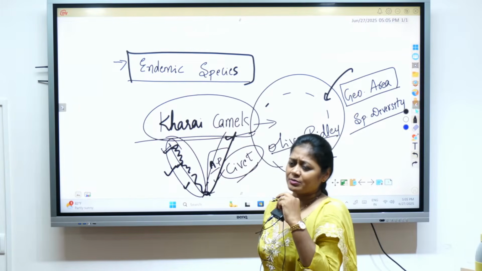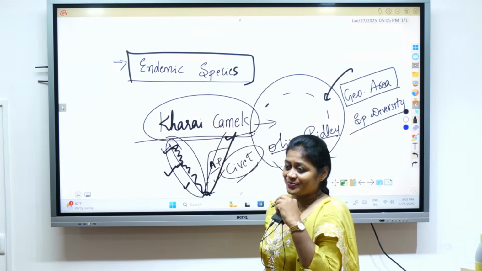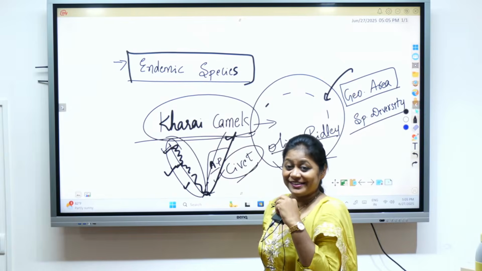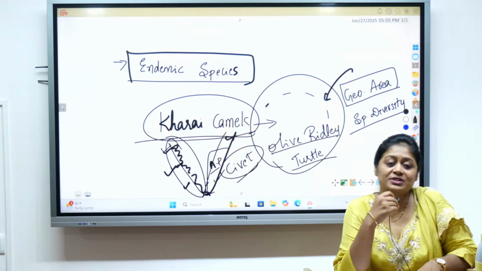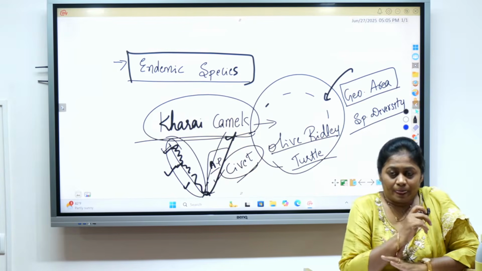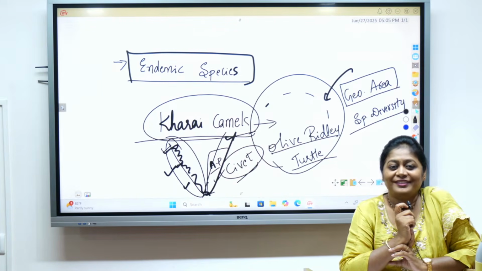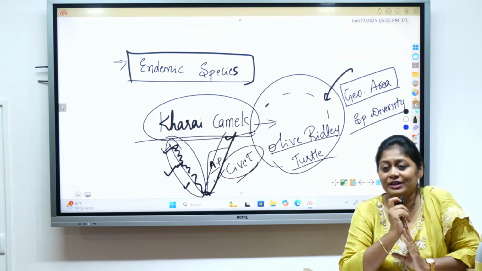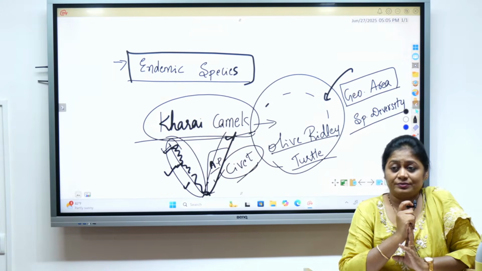Then tell me some other endemic species. Karnataka, do you have any such endemic species? What about the one-horned rhino, where is it present? Assam. Hangul in Jammu Kashmir, it's a deer. Chiru antelope, Jammu Kashmir only.